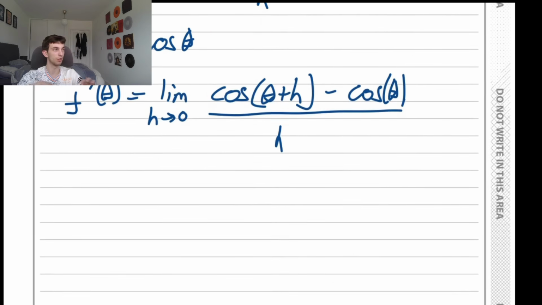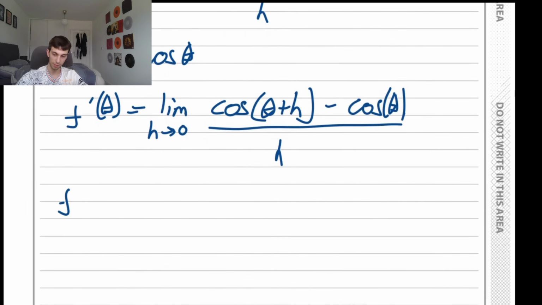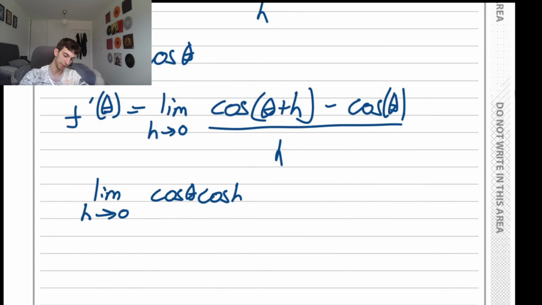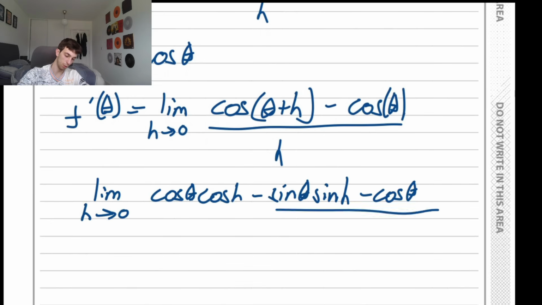Okay, so here we're going to use the cos addition formula. So we have, actually I'm not going to write it out every time, what we are going to write out every time just to be safe is the limit as h tends to 0 of cos theta cos h, take away sine theta sine h. That's just the cos addition formula. Take away cos theta. That's going to be all over h.